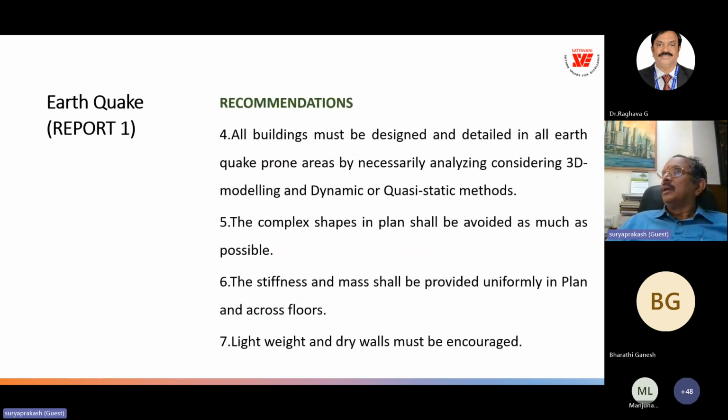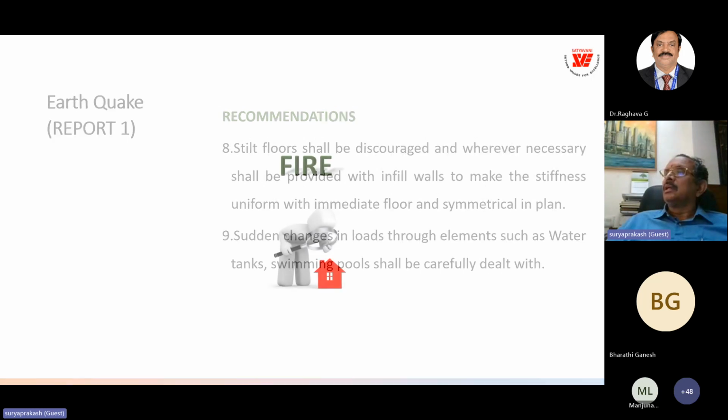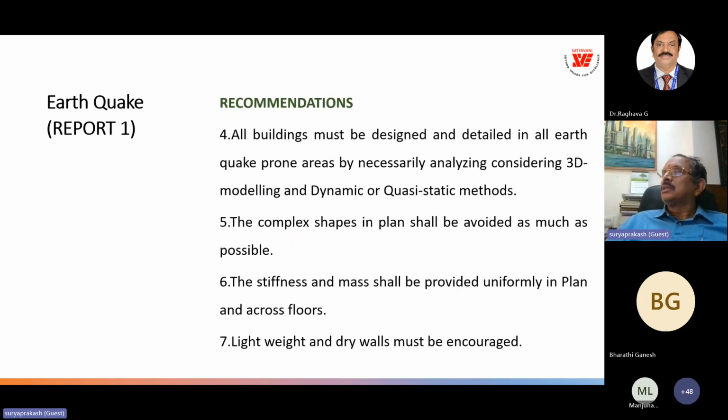So this is the observation, this is the actual report we submitted to the government because I was part of the expert committee member along with Professor A.S. Arya, as mentioned in my introduction. So this is the post-earthquake study that has given me the opportunity to study all the causes of failure.